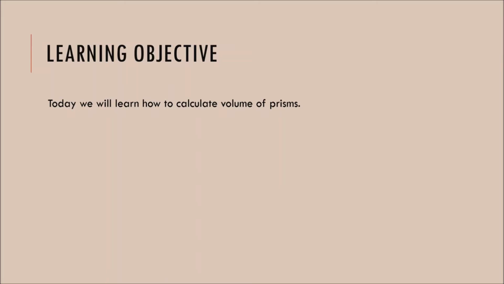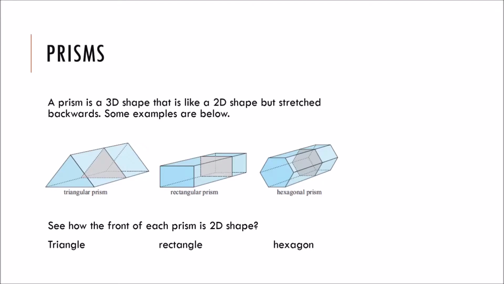Today we're going to learn how to calculate the volume of prisms. So prisms, what are they? A prism is a 3D shape that is like a 2D shape, but it's been stretched backwards. So I have some examples below.